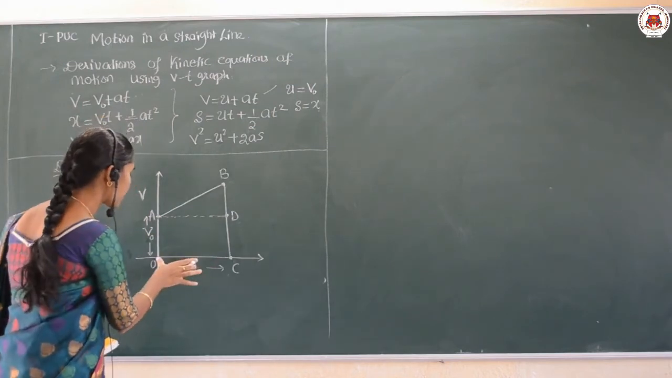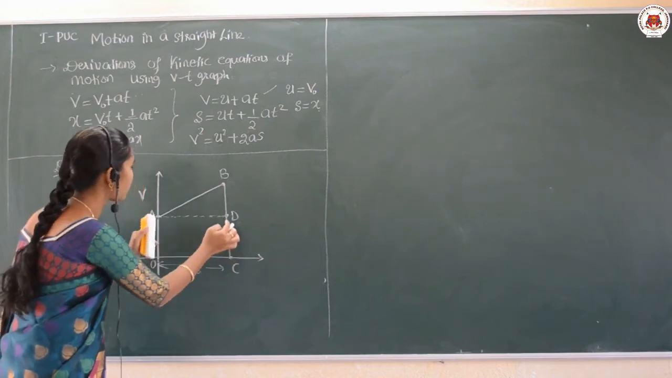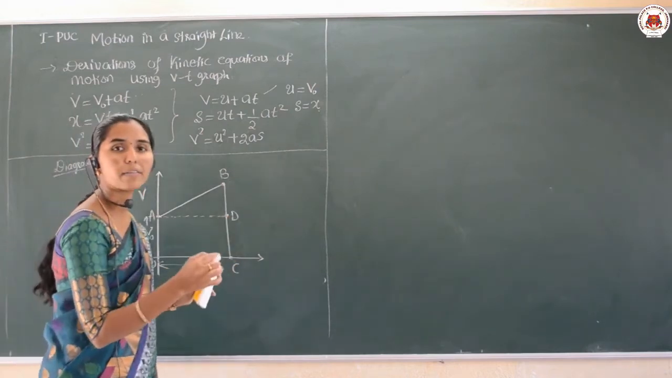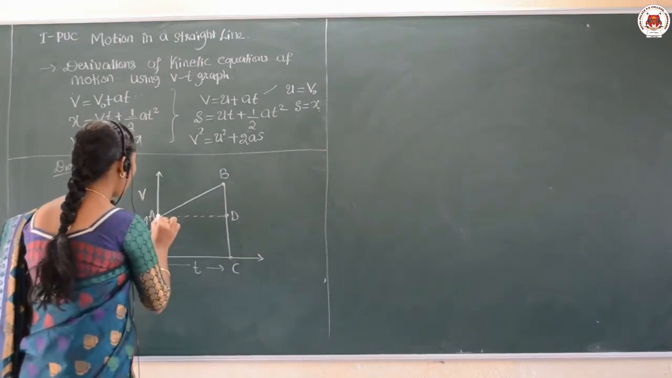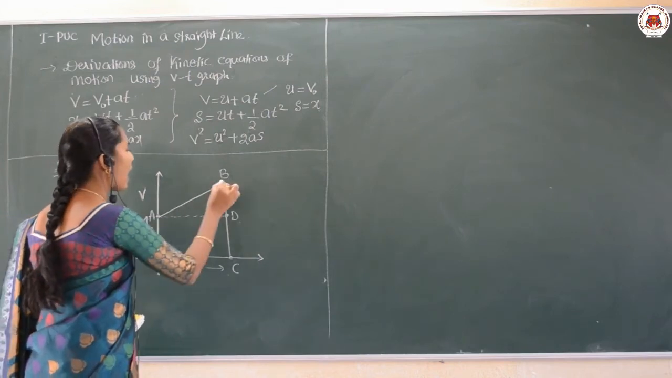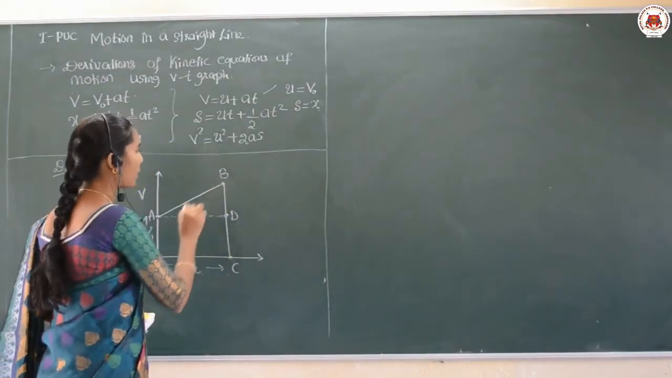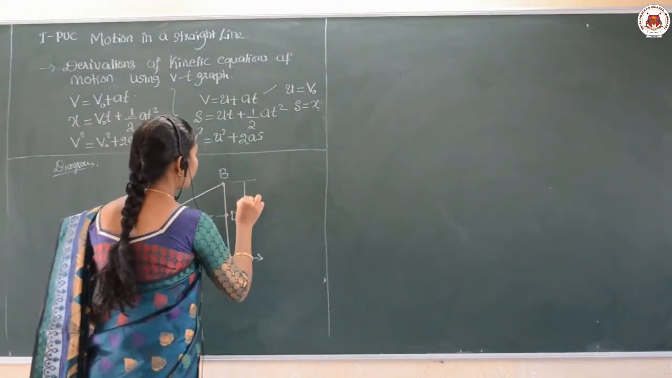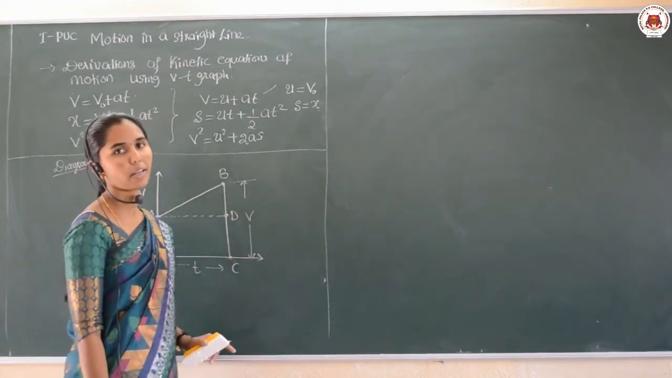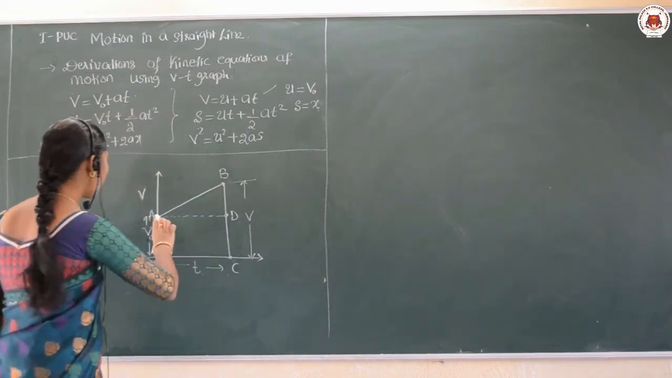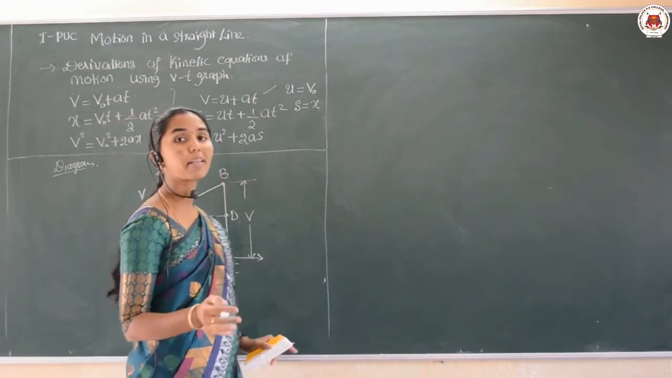And one more thing you can see here: OC means time you can consider. Same thing, OC is equivalent to AD. So wherever AD comes, you can use the OC here. And see, the object started from the point A and it is ending at the point B. Yes. Therefore, the distance BC I can take as the final velocity of the object, isn't it? See, OA is taken as the initial velocity and BC is taken as the final velocity.